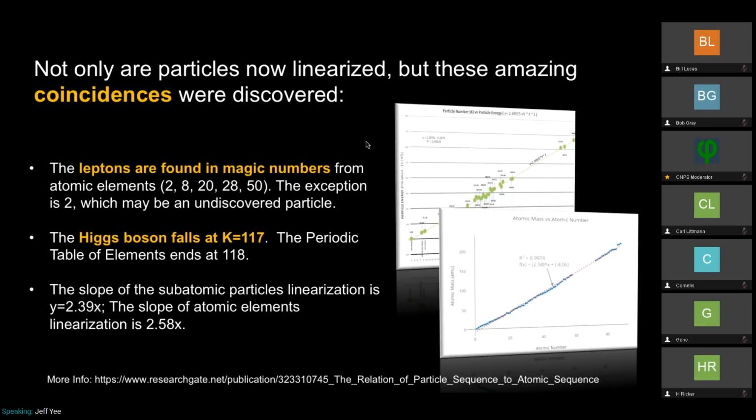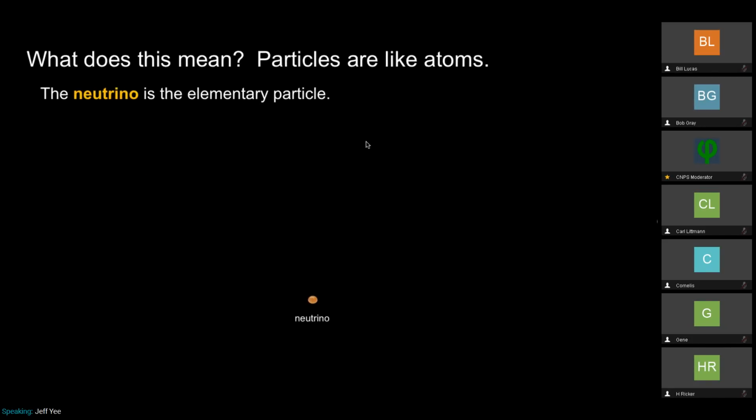The math. All right, and that's the data. So the question is, what can we interpret from that? I think the model means it's very similar to atomic elements, and so the neutrino is very likely to be the elementary particle, similar to hydrogen being the first element with one proton. That's because that graph only works out when you start at about 2.39 electron volts, which is roughly the range of the neutrino.